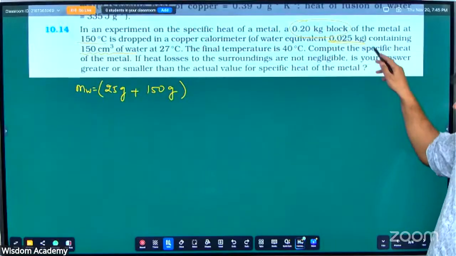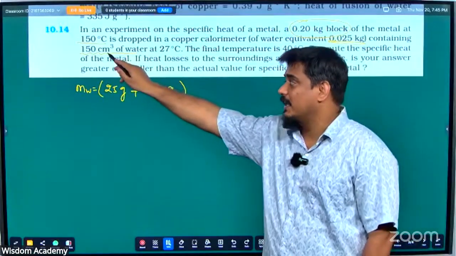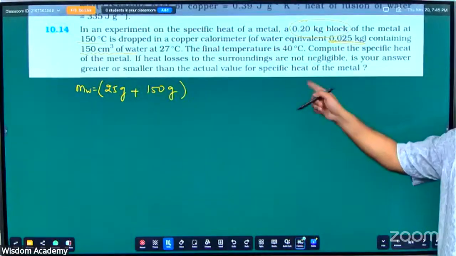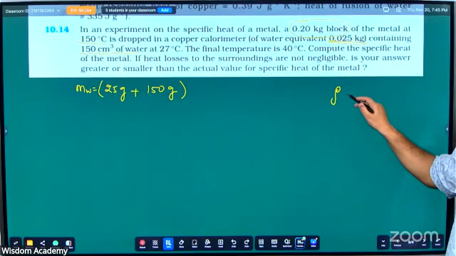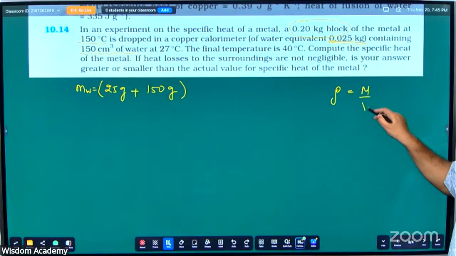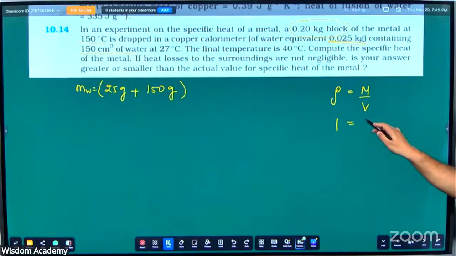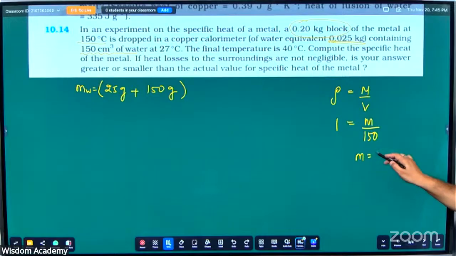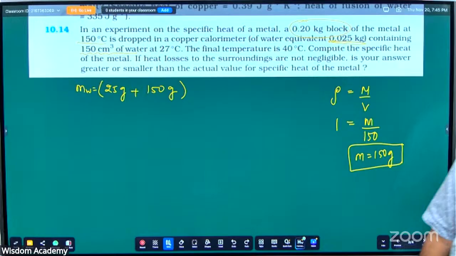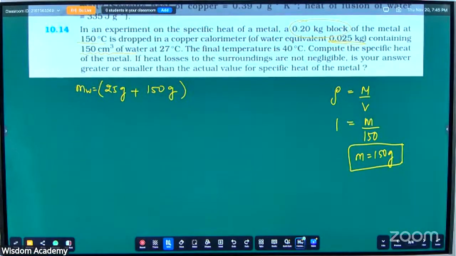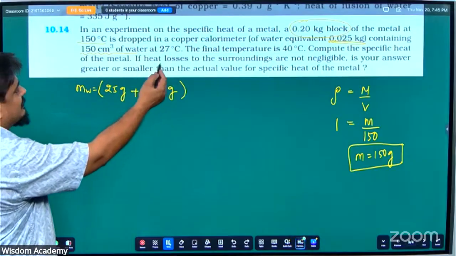And it contains water also. What is the volume? 150 centimeter cube. So how am I writing 150 gram? Because density of any material is mass by volume. So density of water is 1 gram per centimeter cube, equal to mass of water by volume, given 150 centimeter cube. So you will get mass of water as 150 gram. I'm doing everything in CGS unit here. Its temperature is 27 degrees Celsius.